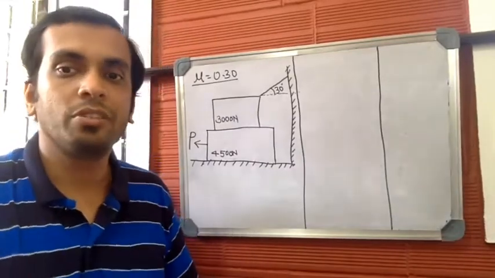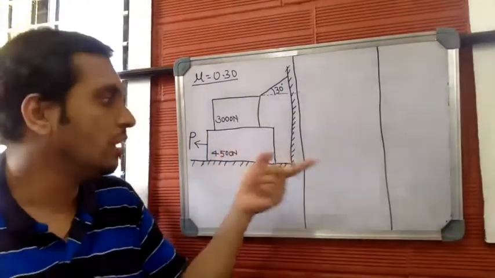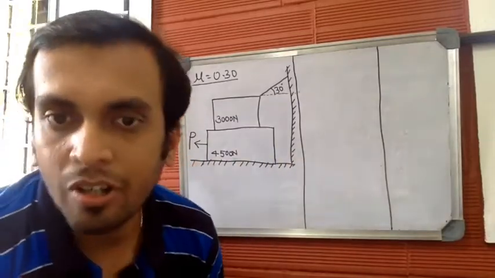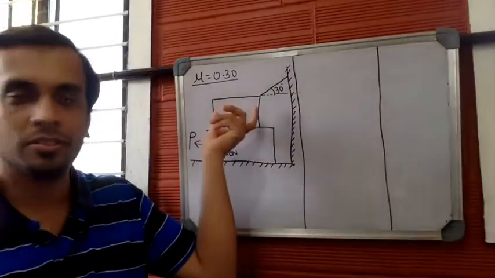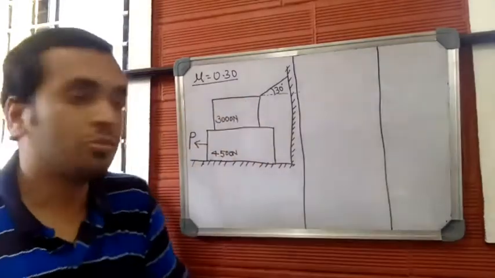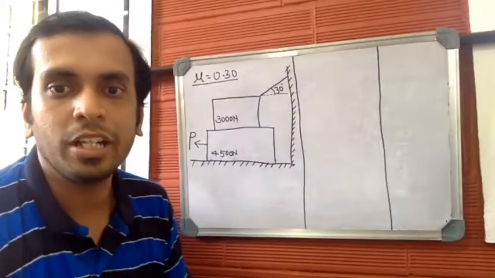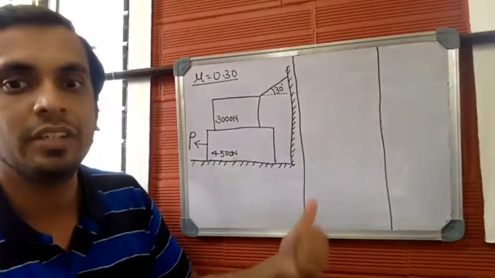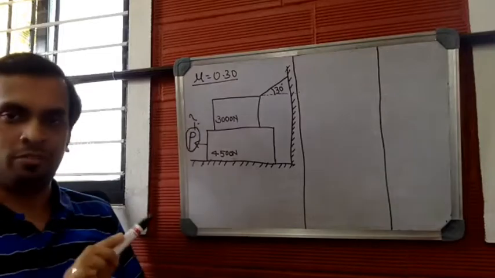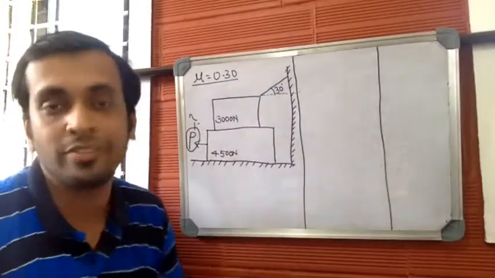A block weighing 4,500 Newton, this lower block, is resting on a horizontal surface, as shown in the figure. It supports another block of 3,000 Newton weight. This is the upper block. So the lower block of 4,500 Newton weight supports another block of 3,000 Newton as shown in the figure. Find the horizontal force P required to move the lower block to the left hand side. This force is to be found. This is the external force which is required to move the lower block to the left hand side.